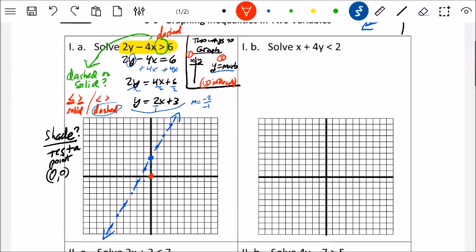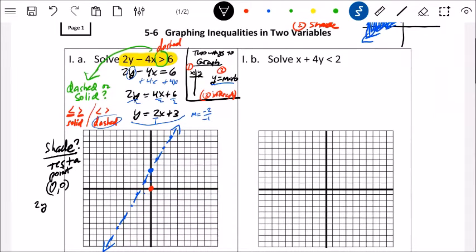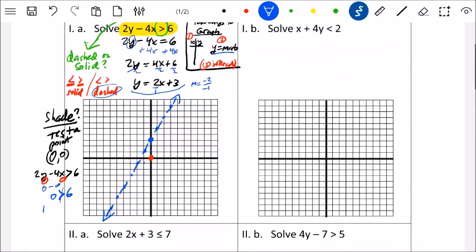So let's find out. I'm going to take the original, 2y minus 4x greater than 6, and put a 0 in for both of those. That means I have 0 minus 0, which is just 0 greater than 6. But 0 greater than 6 is false. And if it's false, then you shade the other side.